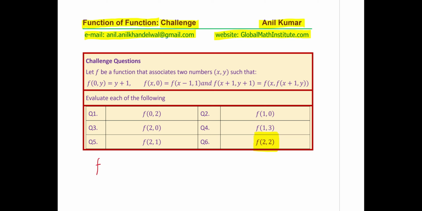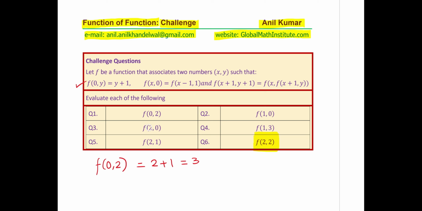f of 0, 2, we could actually use the relation which is given to us right here. f of 0, y is y plus 1. So this is equal to y plus 1, y being 2. So it is 2 plus 1. And so we can write this as 3. So that is clear, right?